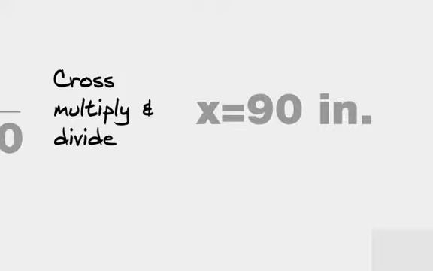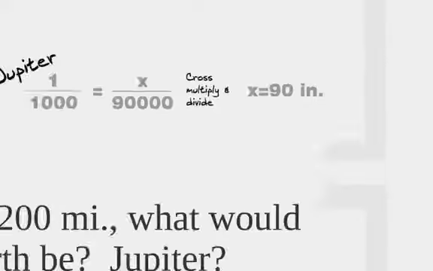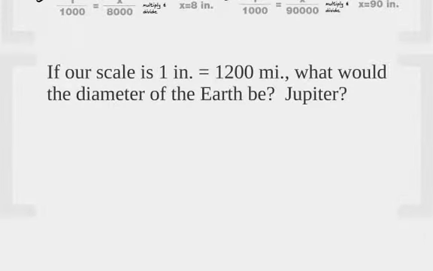So you imagine how big Earth was. Earth would be 8 inches in diameter, whereas Jupiter would be 90 inches in diameter. Holy wow, that's pretty big, isn't it? Whereas 1 little inch represents 1,000 miles, Jupiter would be 90 inches. Pretty crazy. All right. What if our scale is 1 inch is 1,200 miles?